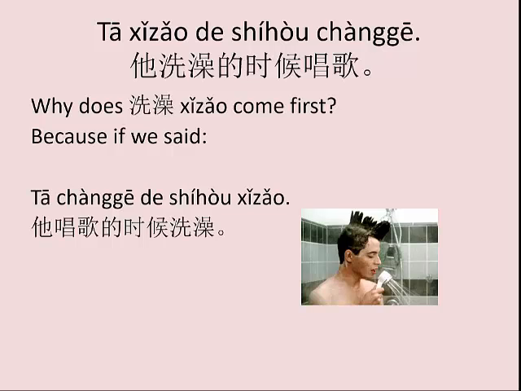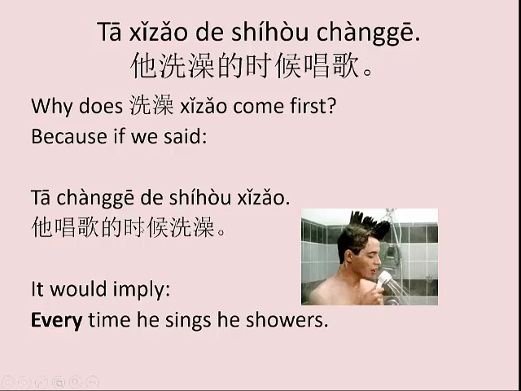Because if we said that, what we would be implying is that every time he sings, he showers. So he has some sort of shower floating around him, and every time he bursts into song, it starts raining on him. Right? So you have to think about almost cause and effect. Which one happens when you want it to happen?